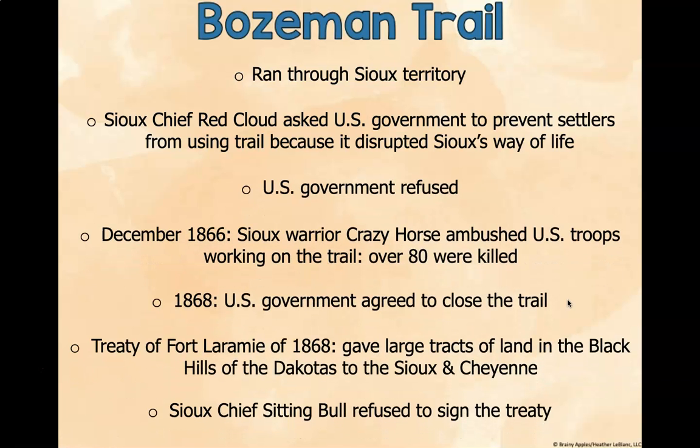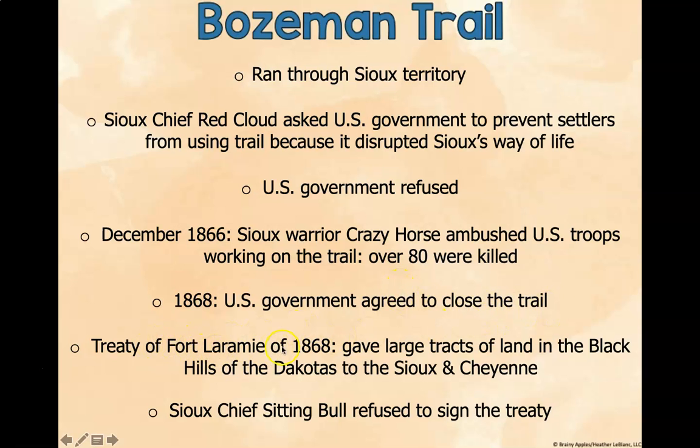Now we get to the Bozeman Trail. This ran through the Sioux territory. The Sioux chief, Red Cloud, asked the U.S. government to prevent settlers from using the trail because it disrupted the Sioux ways of life. However, the U.S. government refused. In 1866, the Sioux warrior Crazy Horse, who is a very famous Sioux warrior, ambushed the U.S. troops working on the trail, and over 80 Americans were killed. In 1868, the U.S. government agreed to close the trail.